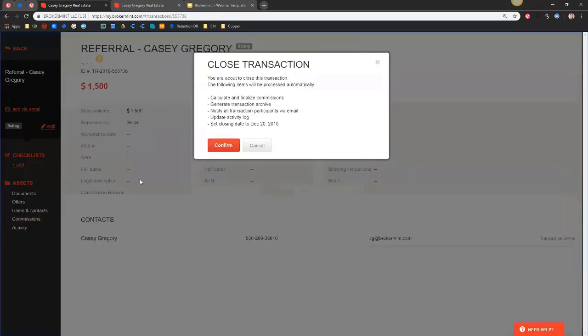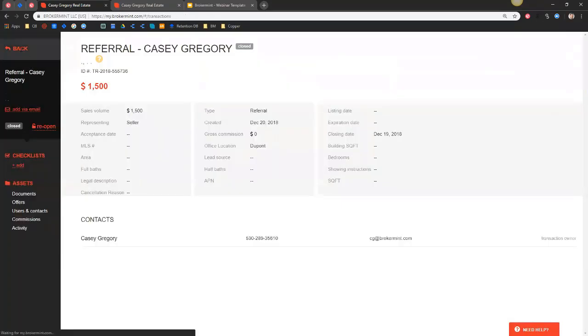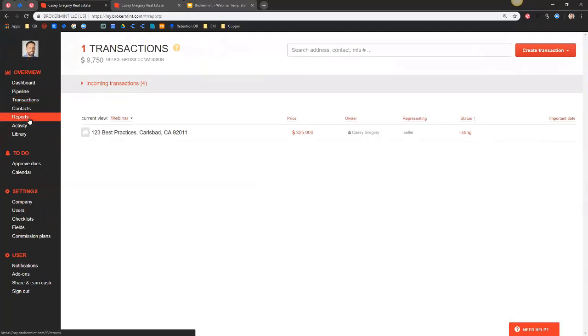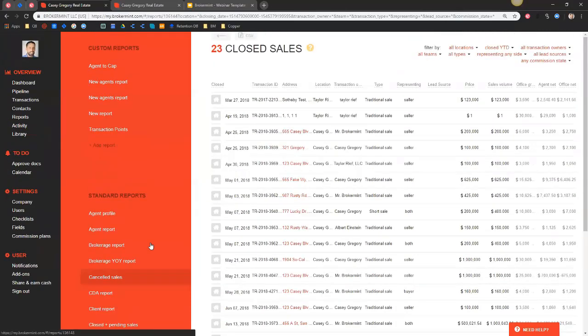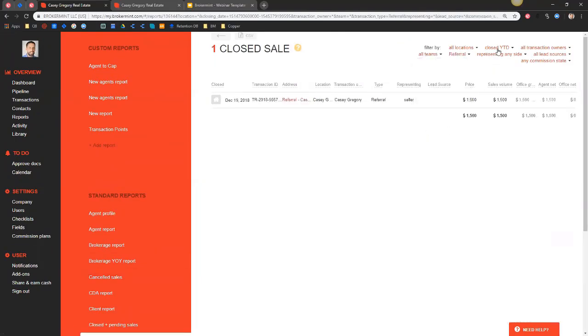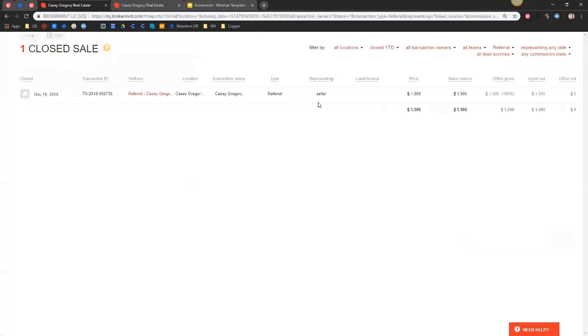And what's great about it is to track these individually. We can look at our reports and we can filter these reports by transaction type. So if I want to see just my referrals that have been closed year to date, I now have a report that shows me specifically all my transaction types that were referrals, who the agent was, how much they got paid. I can even make adjustments to their sales volume if we don't want them to get credit for sales volume on that transaction.